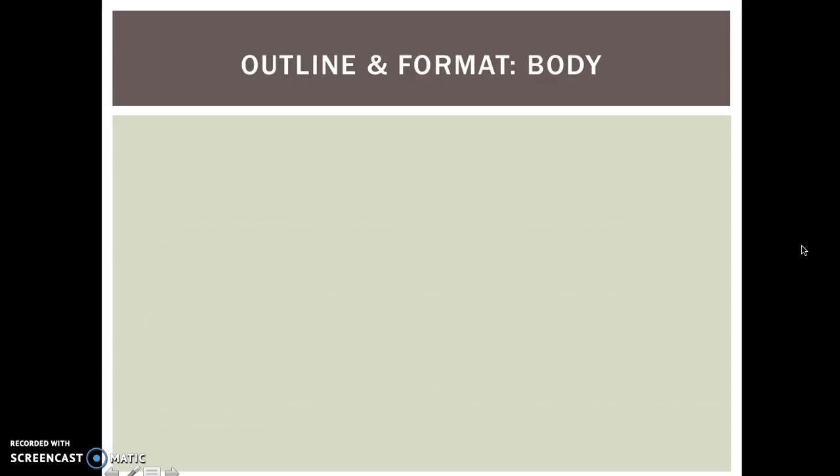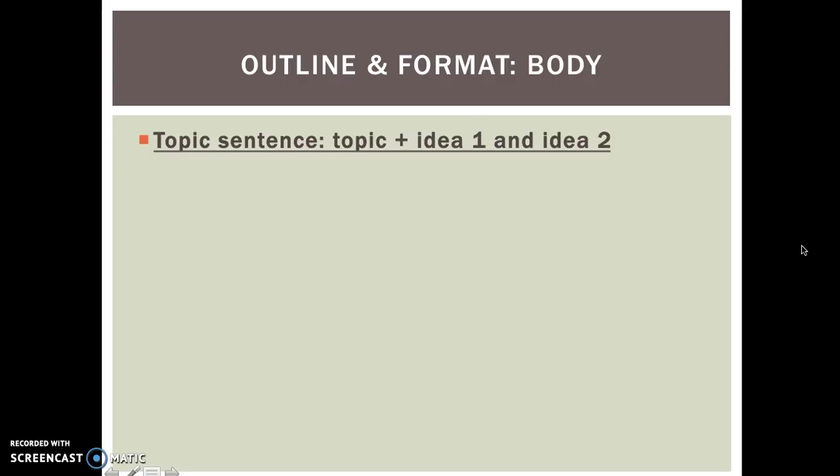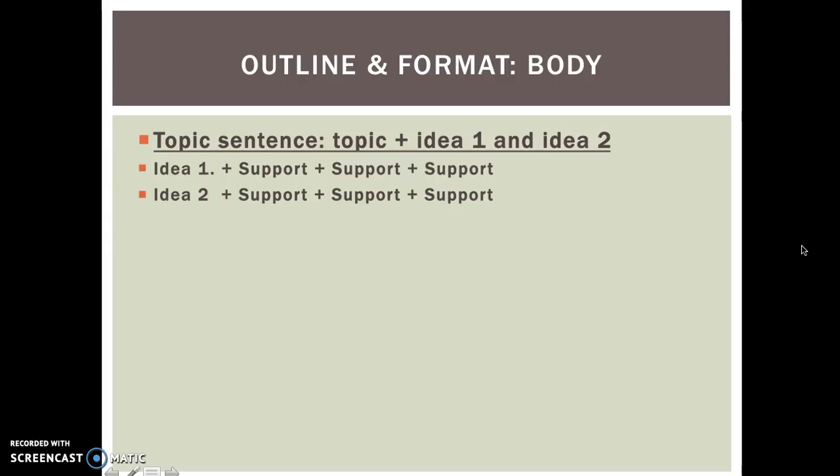Okay, then I'm going to write my body. So the body is really similar to the paragraphs that we've already written. The only difference is going to be the first sentence and the last sentence. So the first sentence is going to talk about our topic and our idea 1 and idea 2. Then we have the normal structure. Idea 1, support, support. Idea 2, support, support. Then the last sentence, topic sentence, again in new words.